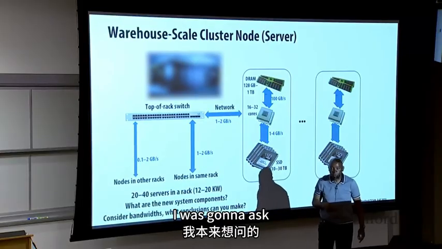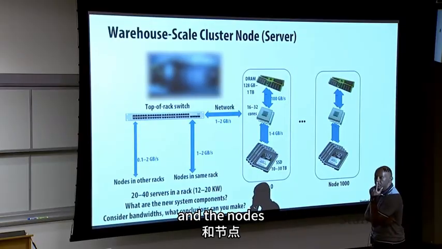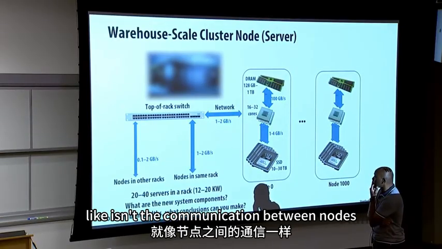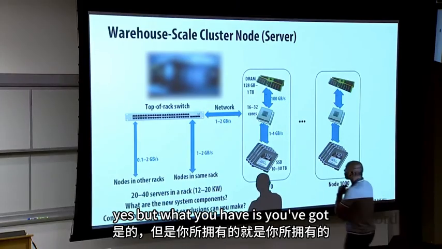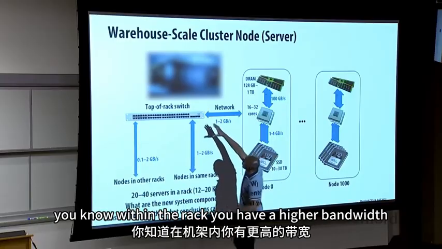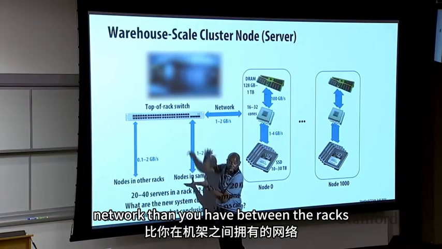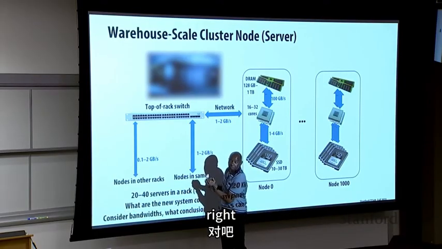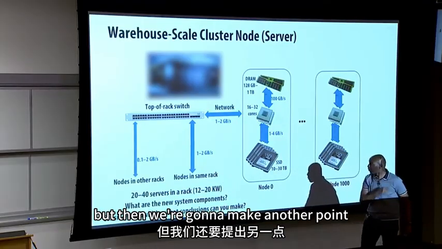Oh, I was going to ask, why is there a difference between the bandwidth for the network and the nodes in other racks? Like, isn't the communication between nodes and different racks through the network? Yes, but within the rack you have a higher bandwidth network than you have between the racks, right? Yeah. At least to a first order, okay? But then we're going to make another point in just a moment, okay?